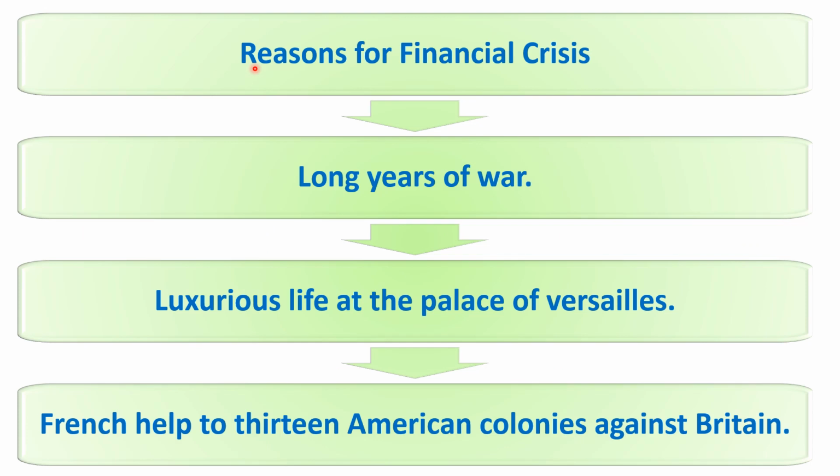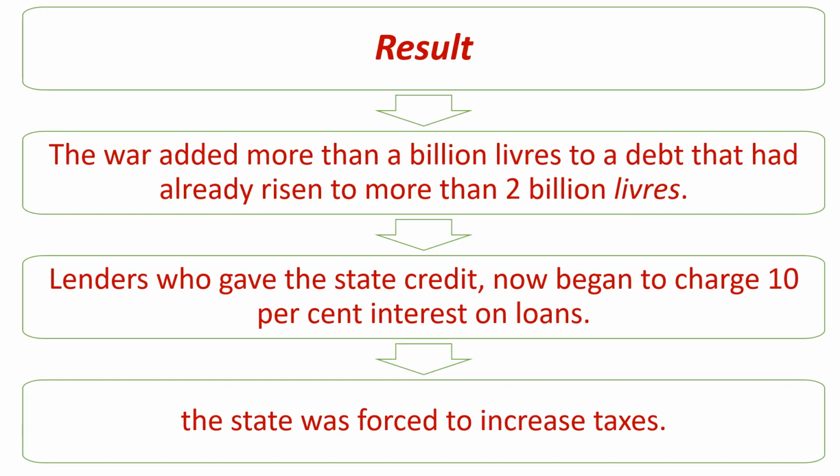So when Louis XVI became king, he faced a financial crisis, and there are many reasons for this: long years of war, the luxurious life at the Palace of Versailles, and France's help to the 13 American colonies against Britain. The result is that the war added more than a billion livre to a debt that had already risen to more than 2 billion livre. And what is the livre?